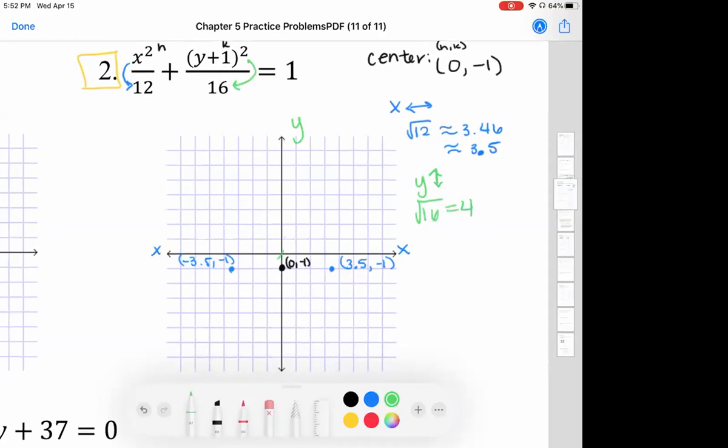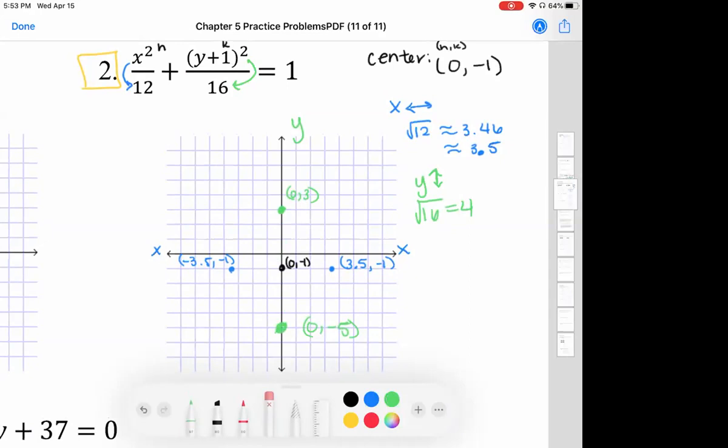I have 1, 2, 3, 4. We're here. This gives us a point 0, comma 3. 1, 2, 3, 4. We have this point here. This gives a point 0, comma negative 5. So let's label our points as we're working through this. All right, let's go ahead and connect.